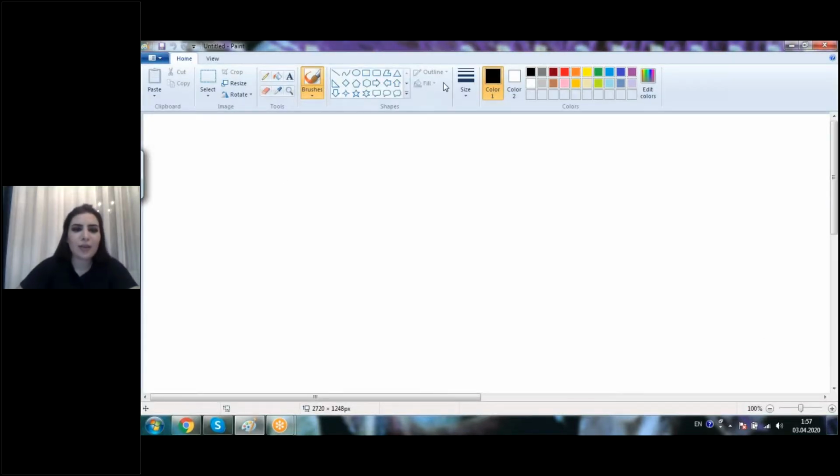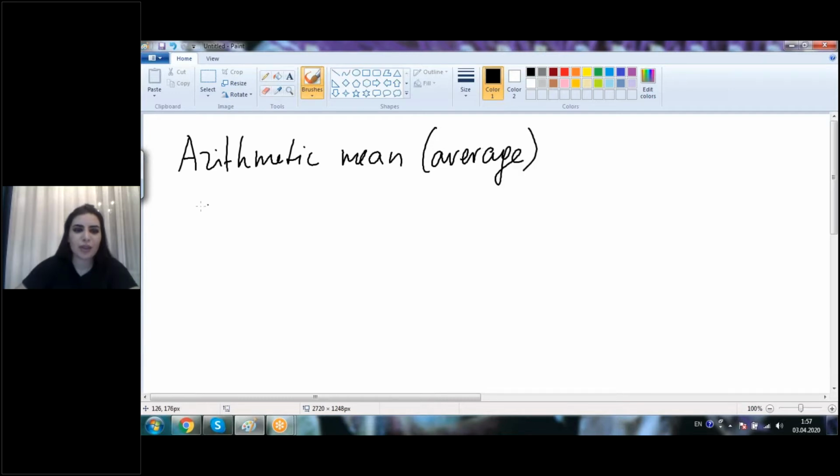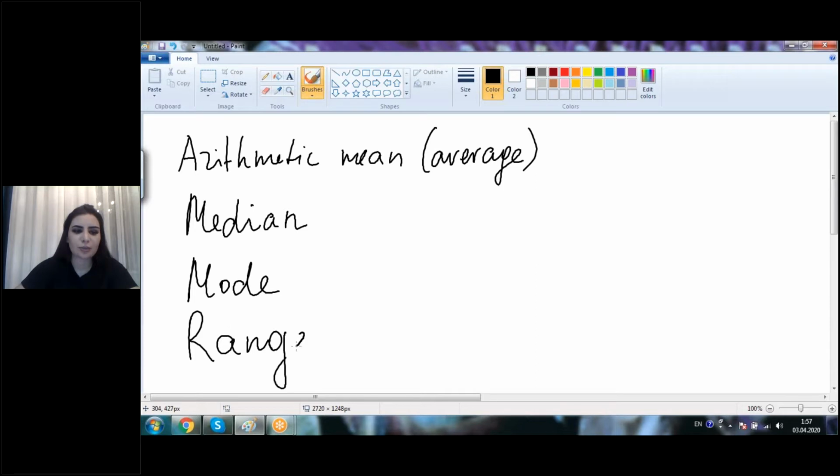So in statistics we have four main things to know about. First is arithmetic mean, in other words, average. The second is median. The third thing to know about is mode. And last but not least is range.